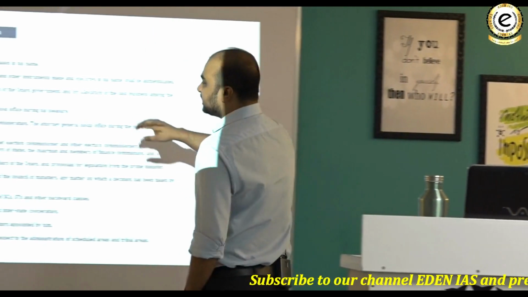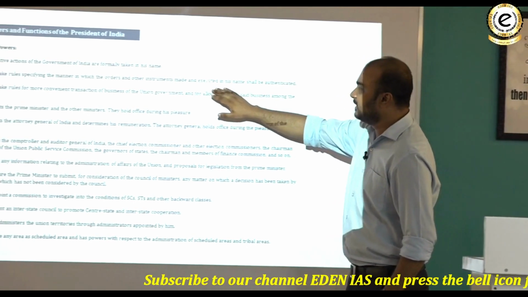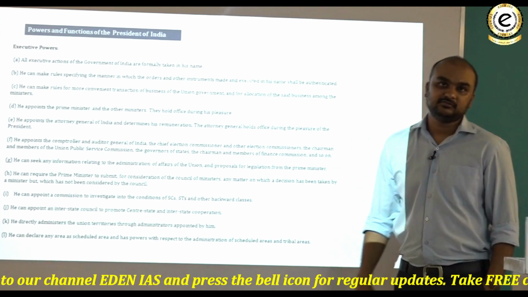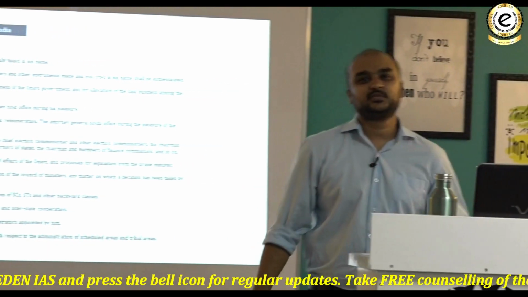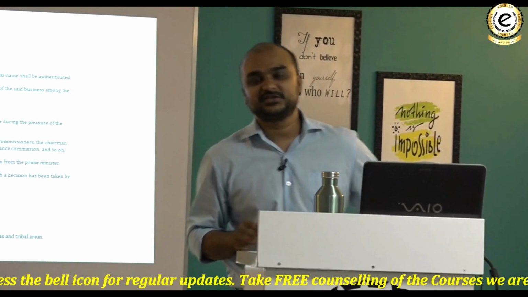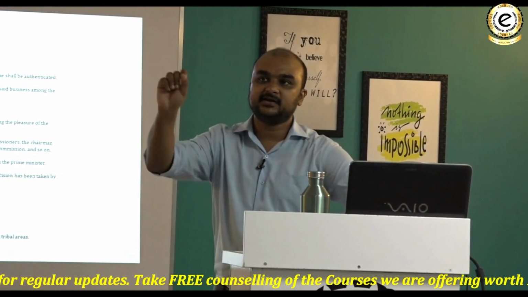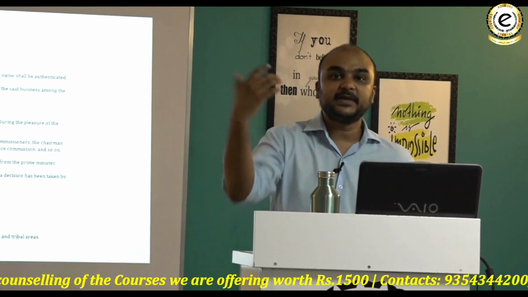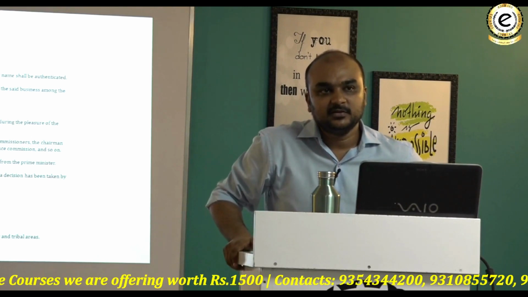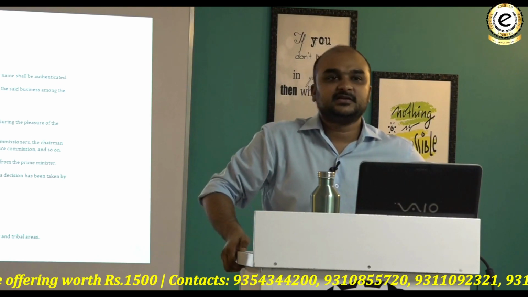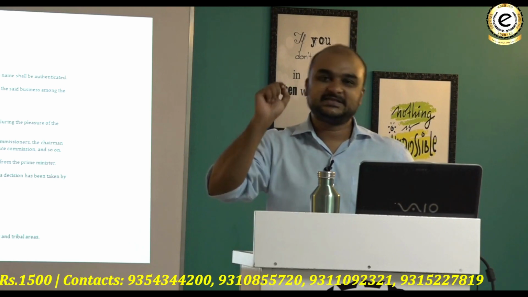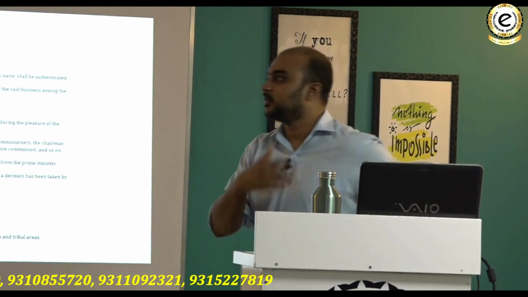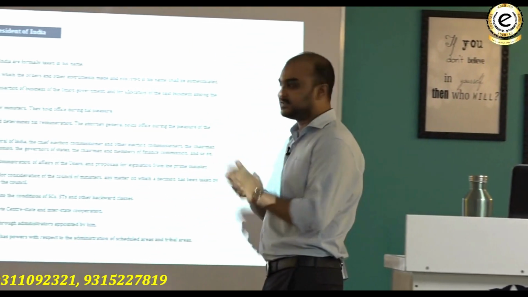He can make rules specifying the manner in which the orders and instruments made and executed in his name shall be authenticated. Now, you might have seen that many times the orders and notifications made by the government of India read that His Excellency President of India. How the president would be addressed is decided by the president. In fact, Mr. Pranab Mukherjee, when he was the president, said that the epithet of His Excellency shall be replaced with Most Honorable. So that is what was done during the time of his presidency.